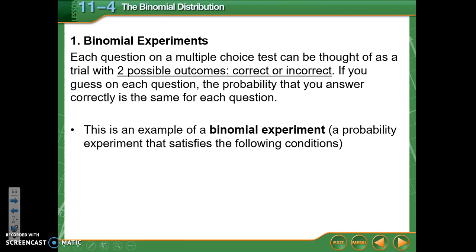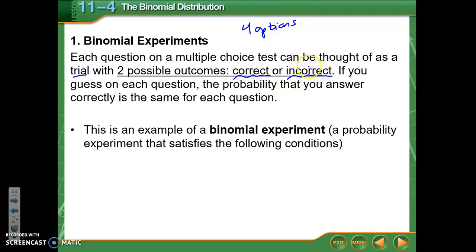All right, a binomial experiment can be explained with this example. Let's say we have a multiple choice test. Let's say that we have 4 options for each question. If that's true, I can think of each question as a trial with 2 outcomes. And you might say, well, there are 4 options. How can there be 2 outcomes? There are 2 outcomes if we think of it in terms of correct or incorrect.